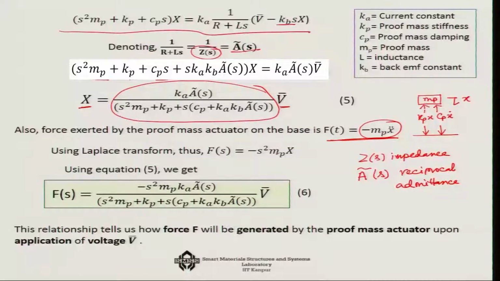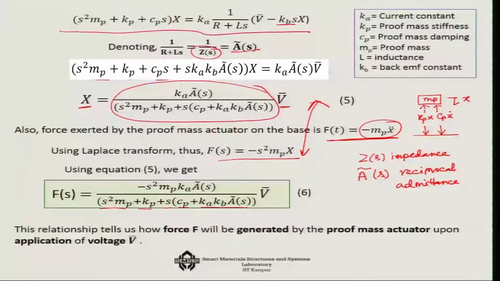Now, if you use Laplace transformation, then it will become minus S square Mp x, and now you can combine these two equations together. If I do that, I get this relationship between F(s) and V bar, where we have in the numerator minus S square Mp Ka A tilde S, and in the denominator S square Mp plus Kp plus S times Cp plus Ka Kb A tilde S.